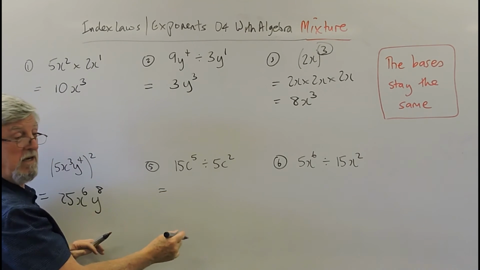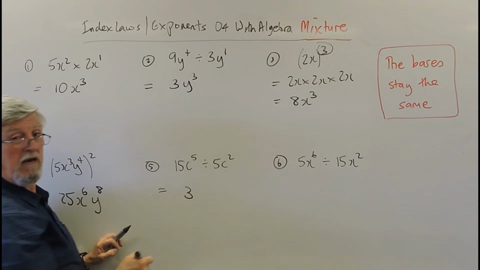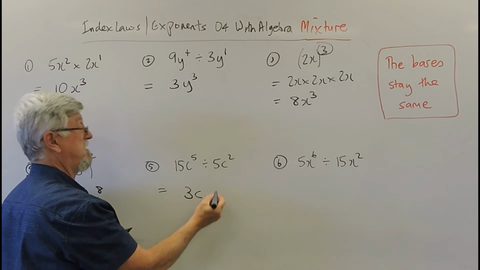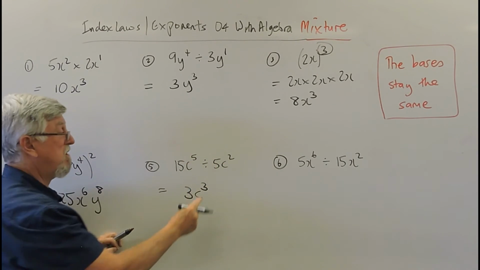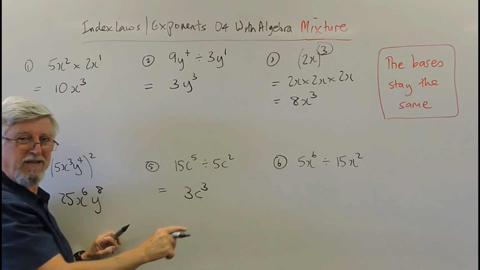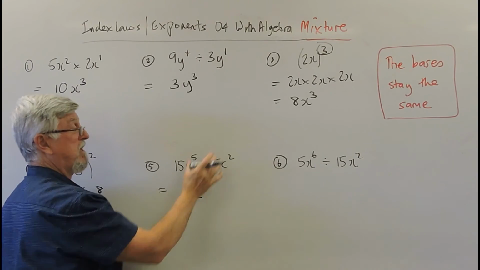This one over here, normal 15 divided by a normal 5 is just a 3. And then what do we do with the powers? The base stays the same. 5 subtract 2 is 3. And by the way, in the middle of a divide, it's like a little subtract sign, which often helps people to remember that when you're dividing, you subtract the powers.